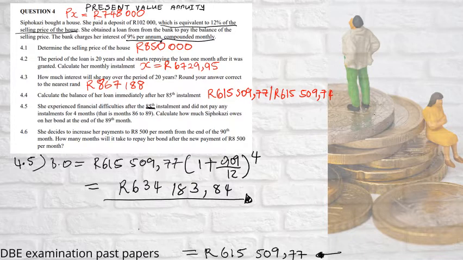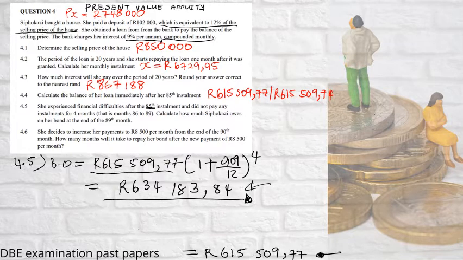Let me repeat this. After paying 85 payments, she experienced financial difficulty for 4 months. How much does she owe? So what did we do? We calculated the balance outstanding to say how much was her loan after paying 85 payments. Her loan was this one. Because she was not able to pay for 4 months, her loan will now grow, or be compounded and gain some interest for 4 months. So that will be the final answer for the amount she'll be owing on her bond.